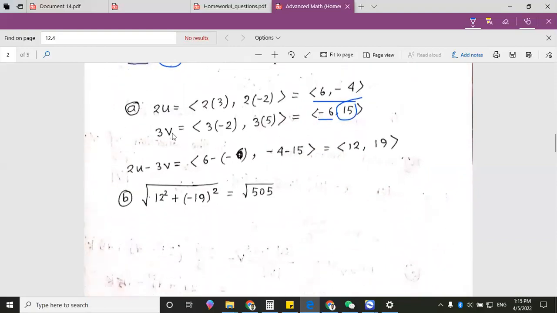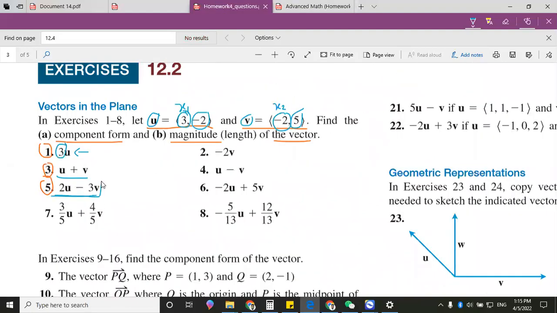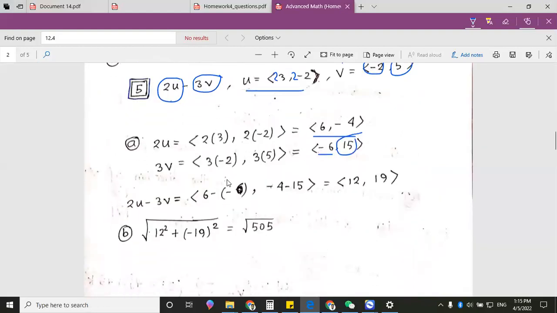So we got 2u and 3v. Now if you look at the question, it is 2u minus 3v. For this reason, we have to subtract: 6 minus -6, so it will be 12. And then -4 minus 15. So -4 minus 15 will be -19. Maybe I forgot to write the minus here. So -4 minus 15 is -19.